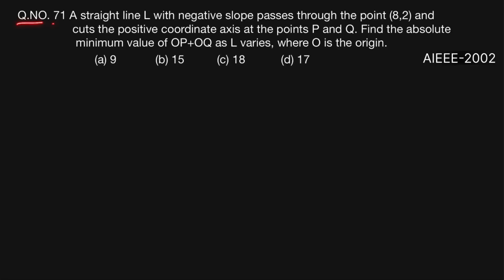Question number 71. A straight line L with negative slope passes through the point (8, 2) and cuts the positive coordinate axes at points P and Q. Then we have to find the absolute minimum value of OP plus OQ, where O is the origin. Let's see the solution of this question.